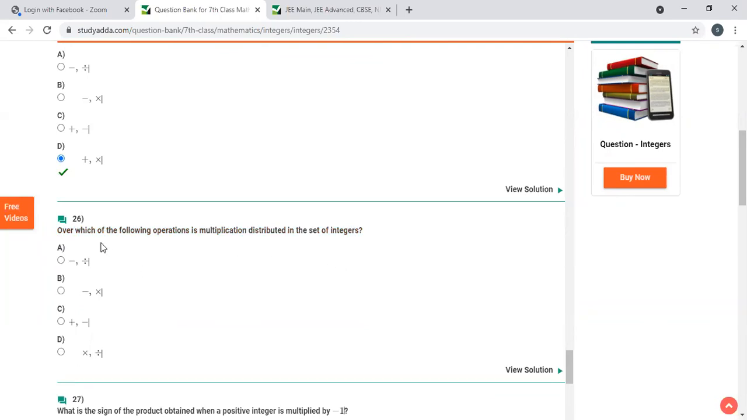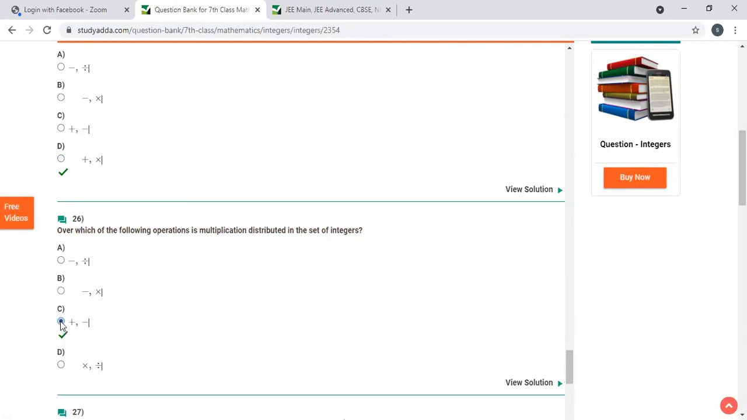Distributive property. We have distributive property for 2 things: distributive property of multiplication over addition, and distributive property of multiplication over subtraction. So we have it for addition and subtraction. Okay.